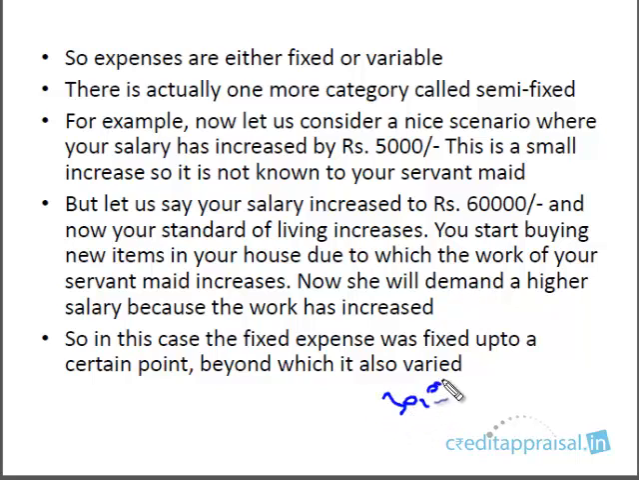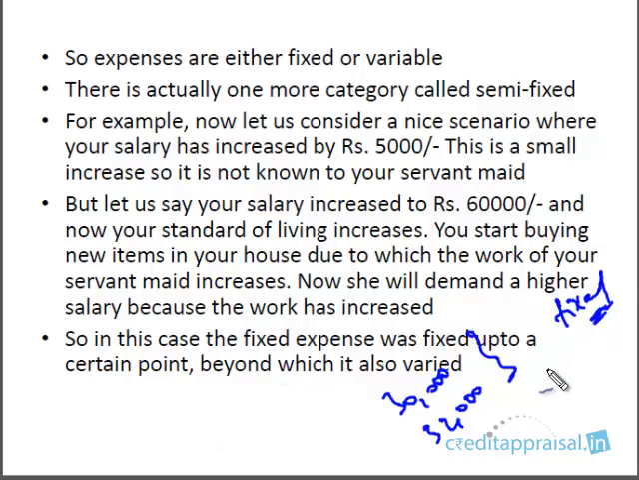So please see this scenario here. If your salary was 30,000 and it increased, say, by 2,000, this is something which is not noticed by the servant maid. Obviously she will be going ahead and doing her daily job and going off. This is not a big quantum jump, and it's not visible to the servant maid. It's not known to the servant maid, right? So that's why we said the salary of the servant maid was fixed in the earlier slide. We said this is a fixed expense.